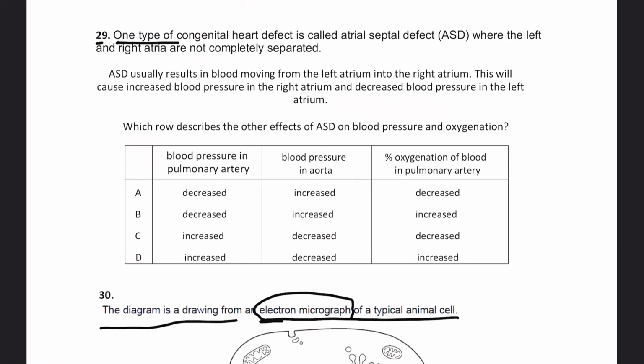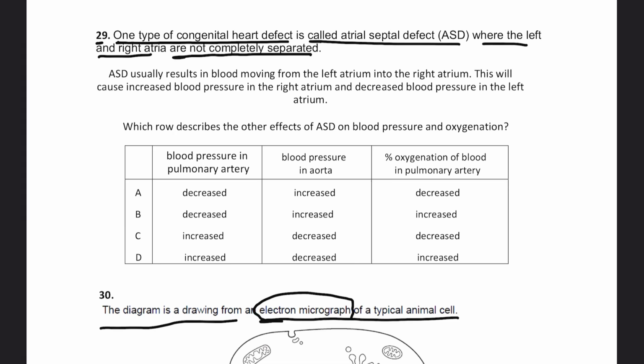One type of congenital heart defect is called the atrial septal defect. So guys, what is meant by congenital heart defect? A heart defect that is present from birth. Okay, so one type of congenital heart defect is called the atrial septal defect, where the left and the right atria are not completely separated. Guys, this means that there's a hole in the wall or in the septum between the left and the right atria. So the right atrium and left atrium are separated by the interatrial septum, which is the septum between the 2 atria. So when they are not completely separated, there's usually a hole, and that is known as the atrial septal defect.